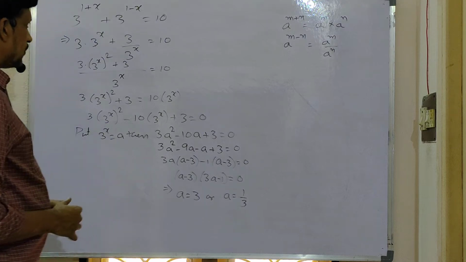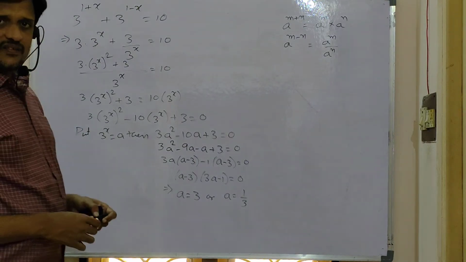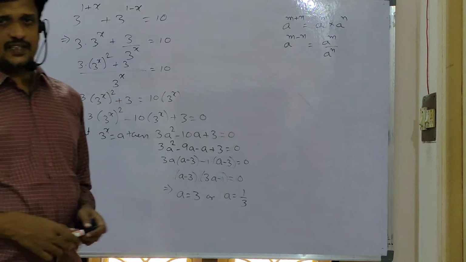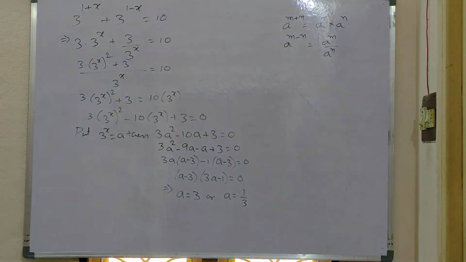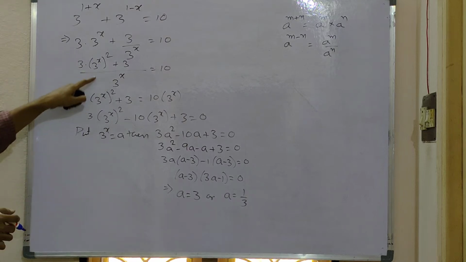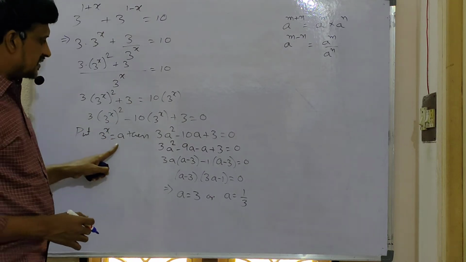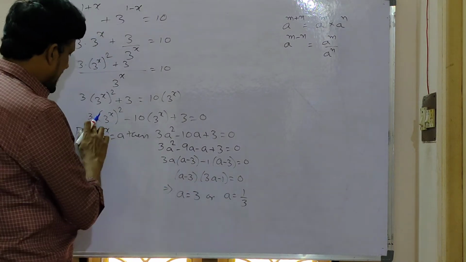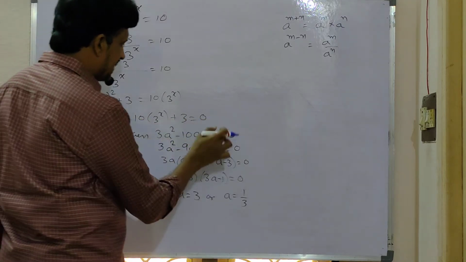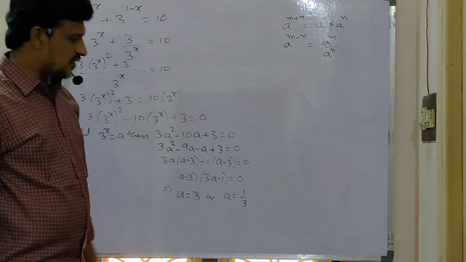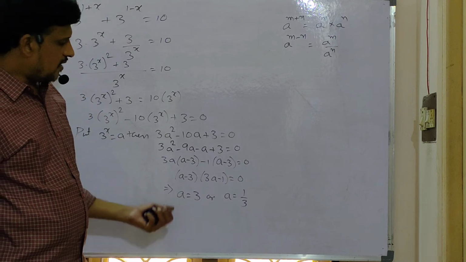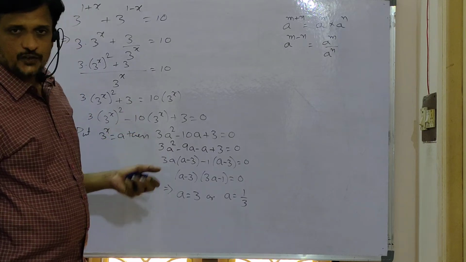So here just observe the solution. The given problem is 3 power 1 plus x plus 3 power 1 minus x equal to 10. Since a power m plus n is a power m into a power n and a power m minus n is a power m by a power n, you can write like this. Now by taking LCM you are getting a quadratic equation in 3 power x. So put this 3 power x as a, then this will be in the simplified form, that is 3a square minus 10a plus 3 is 0. By factorization you are getting the values for a. Again after getting the values of a you can find the values of x.